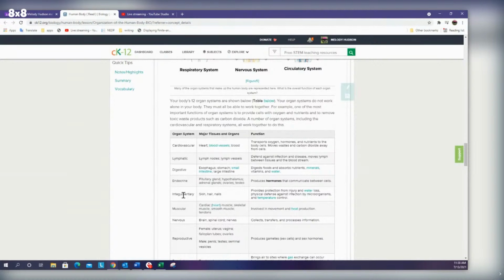Oh my gosh. Then we have, I never knew this word, integumentary, which is hair, skin, and nails. They have a purpose. They provide protection from injury and water loss. Most of your body heat comes out of the top of your head, which is cooling, or is to cool. And hair actually then is to retain body heat. Physical defense against infection by microorganisms, and temperature control.